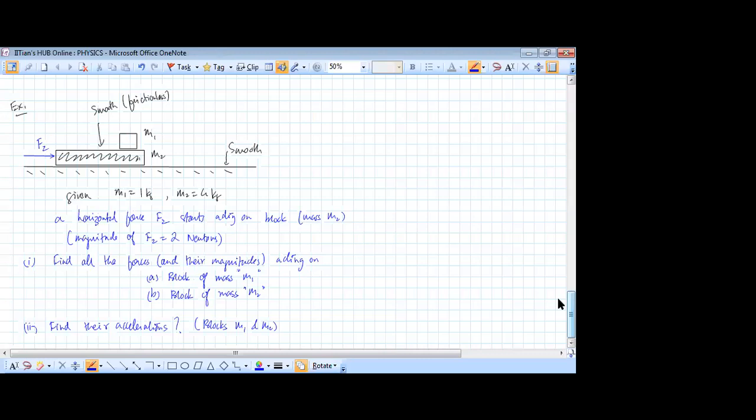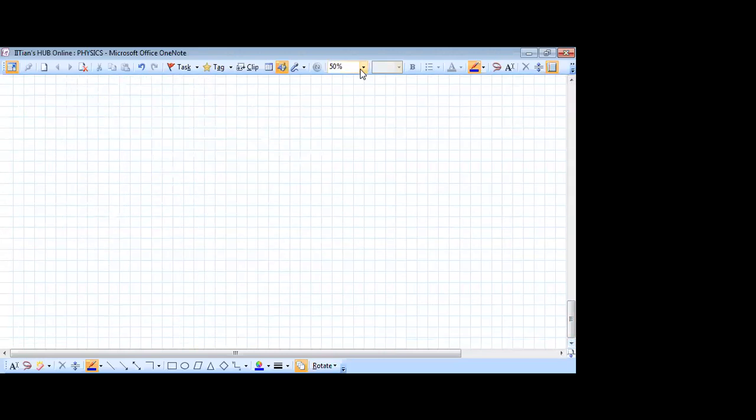Yes, Aparna, it's correct, taking g as 9.8 meters per second square is correct. But the acceleration is not correct, beta. Okay, so let's understand what's happening here. First of all, let us understand what all forces are acting on each of the blocks. Okay, so we explain first separately for each block what is happening.